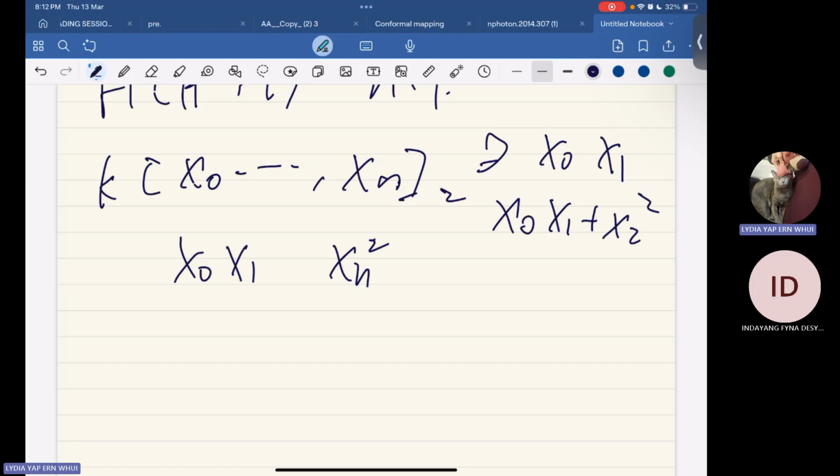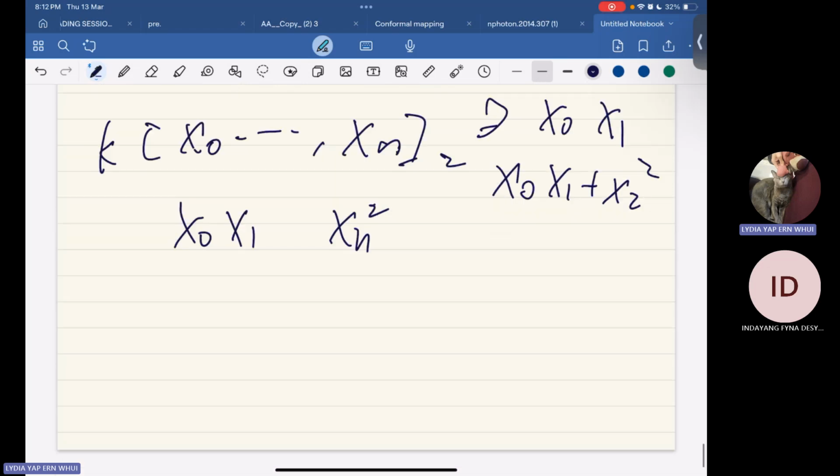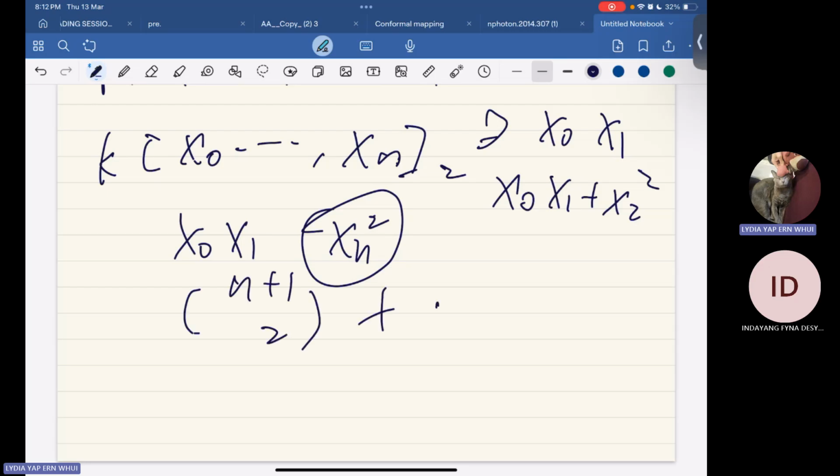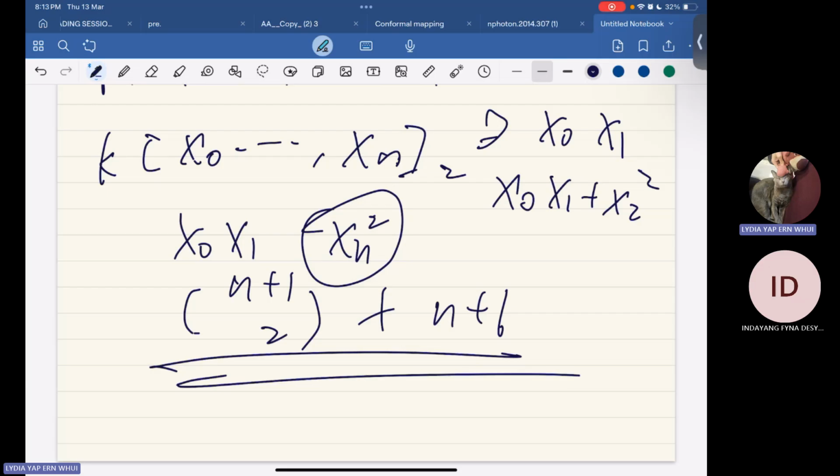I don't think this is a very hard problem. I think it should be n plus 1 choose 2, and also plus n plus 1, right? You can compute this later. I don't think this is very hard.